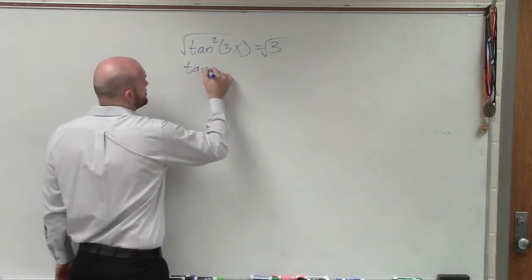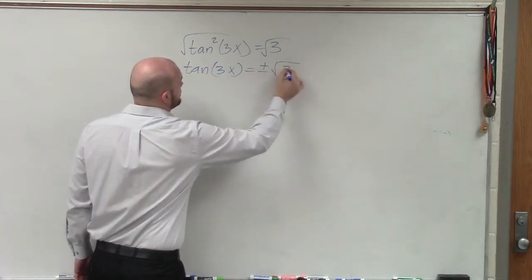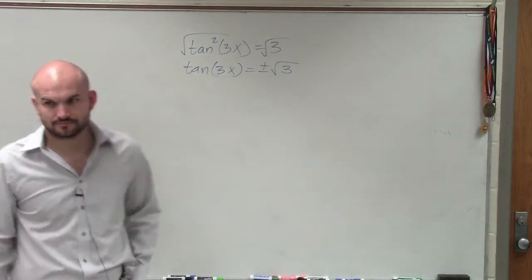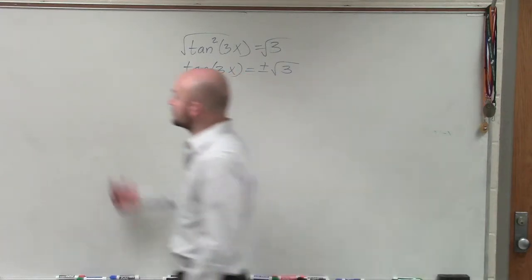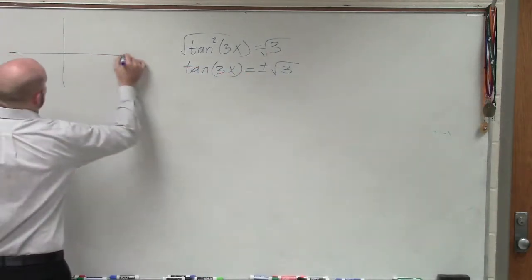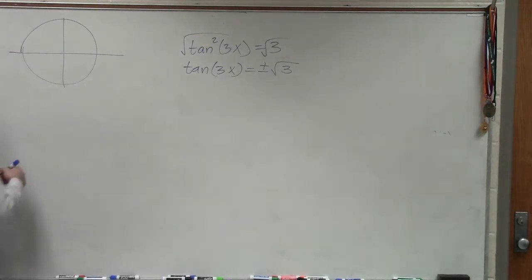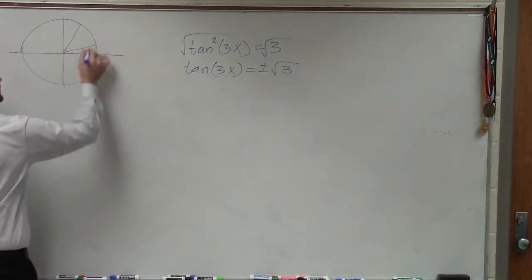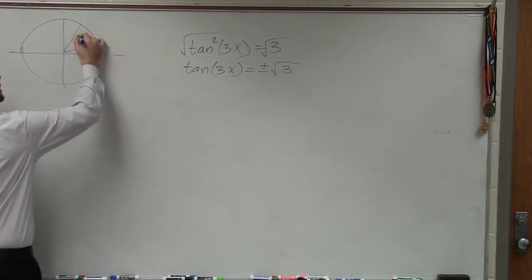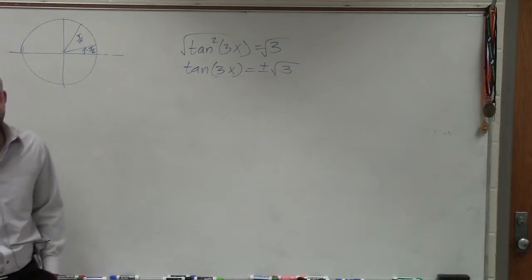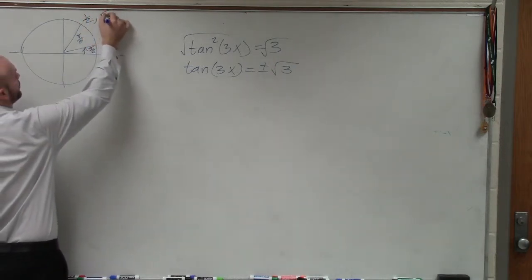So therefore, this is going to be tan of 3x equals plus or minus the square root of 3 over 3, all right? So now we need to say, well, based on the unit circle, when is tangent equal to square root of 3 over 3? Well, there's really 2 angles we can determine this between, pi over 6 and pi over 3. Does anybody know off the top of the head which one it is? Pi over 3. But I'll go and show you why that's the case.